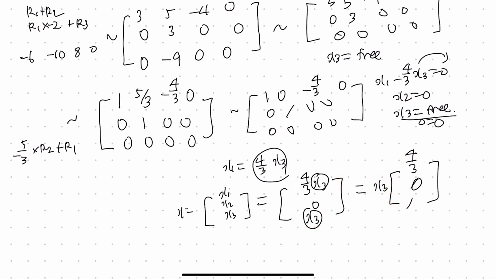And then, this means that x3 is multiplied by some vector v, where the vector is like this. So this means that x3 is factored out of the expression for the general solution vector, and this shows that every solution of Ax equals 0 in this case is a scalar multiple of this vector v. So this means that the trivial solution is obtained by choosing x3 to be 0.